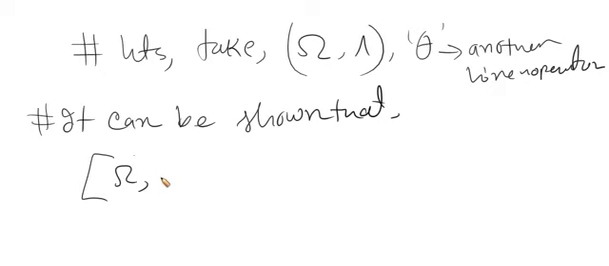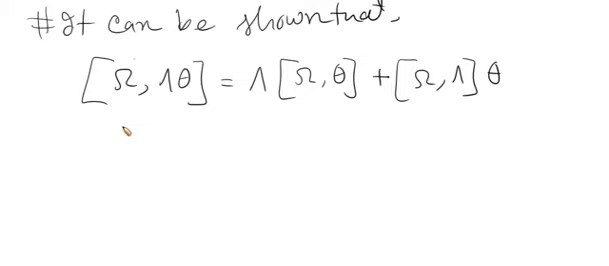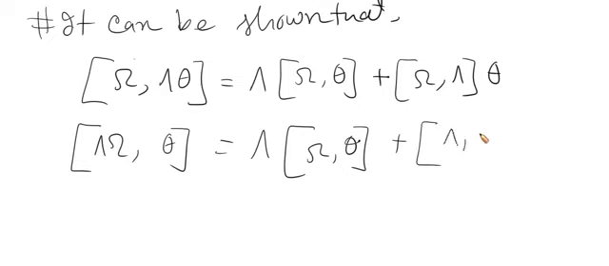omega commutator with lambda theta is equal to lambda omega theta and omega lambda theta. And similarly, if you want to have lambda omega theta commutator with theta, you have lambda over here, omega theta. The first term is identical to the previous one, and the second term would be lambda theta, and you have omega.